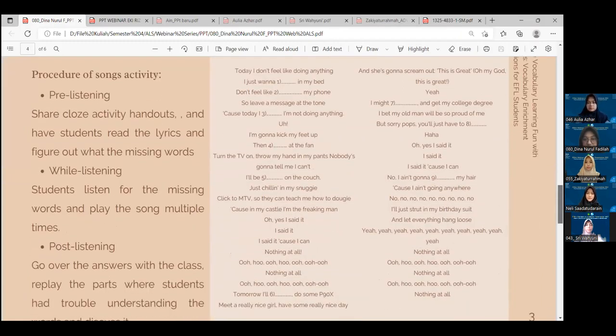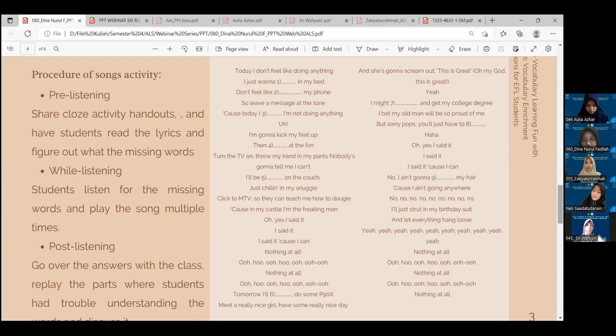And then, how to learn vocabulary in a fun way with songs. There are procedures of song activity. The first is pre-listening. As a warm-up or schema-building activity, ask students what they know about American folk culture. You might also want to bring some video, music, or a popular actor or singer to class.